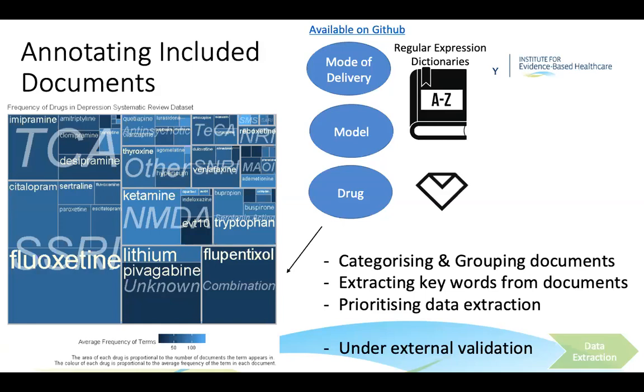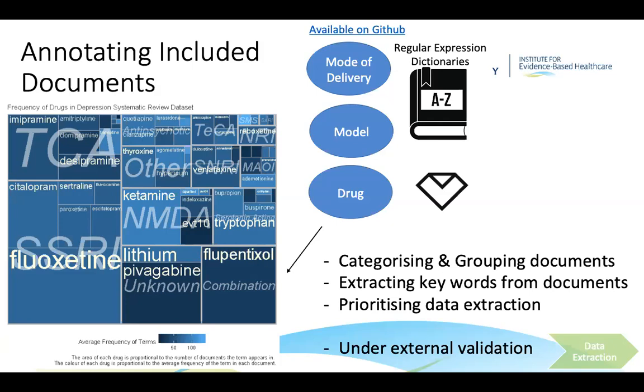So this is called a tree map plot, and I'll just use this mouse. Basically, the area of the drug is proportional to the number of documents that it appears in, so SSRIs are very popular. And the color, or the intensity of the color, refers to the average frequency per document. This is quite interesting for things like ketamine, which is an anesthetic, but it's also being investigated as an antidepressant. If it's used as an anesthetic, it might only be mentioned once per document. However, if it's the main intervention, it will be mentioned lots and lots of times.